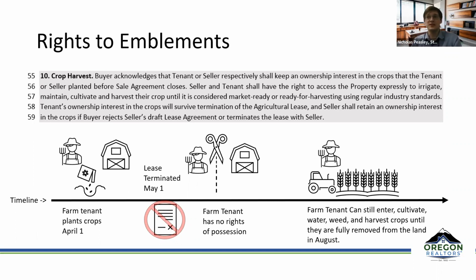That is a super distinct protection that exists here, and you need to have those in place because Oregon law provides that protection. That is the right to emblements. It's a significant one. Be aware that's kind of the main reason behind the agricultural process and the reason why there's a farm and ranch form as well as the agricultural tenant documents.